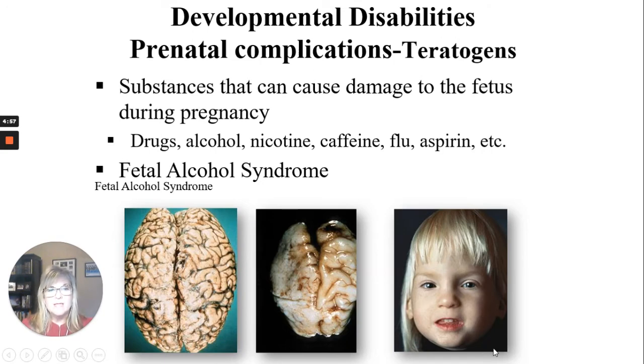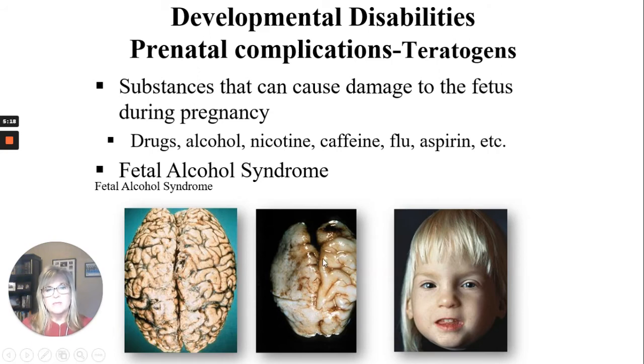Her eyes are a little bit wide set. Her head is long and narrow, and her ears are kind of set low. And those are signs of fetal alcohol syndrome. And kids with fetal alcohol syndrome often have intellectual disabilities, social disabilities, many different disabilities.